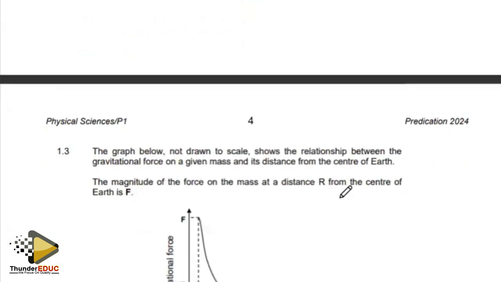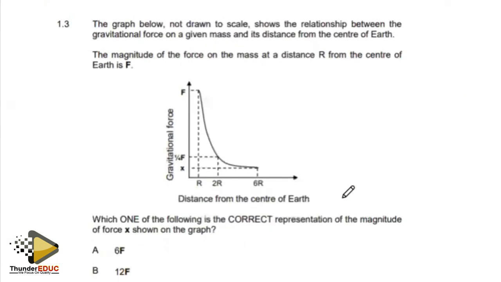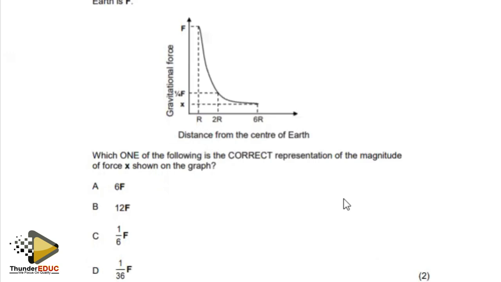Then 1.3, we have a graph that is not to scale, showing the relationship between the gravitational force and the distance between masses. This is the distance, this is the force. They are telling us that the magnitude of the force at a distance r is F. Which of the following statements is correct for the magnitude of the force X?